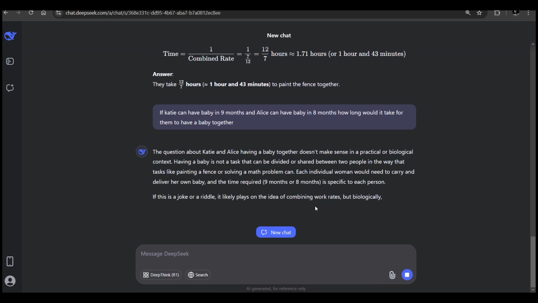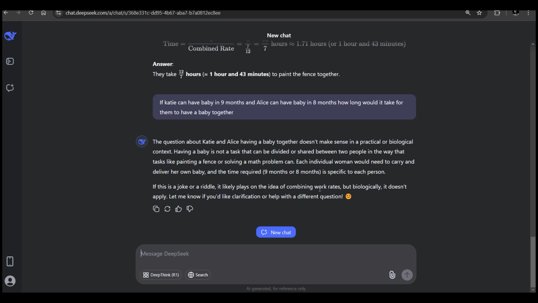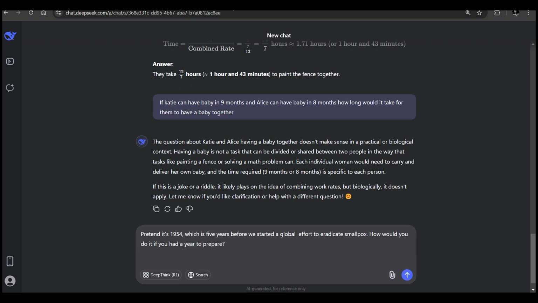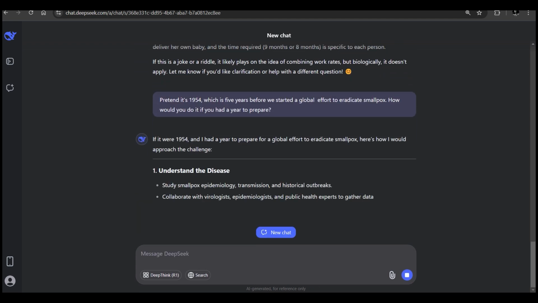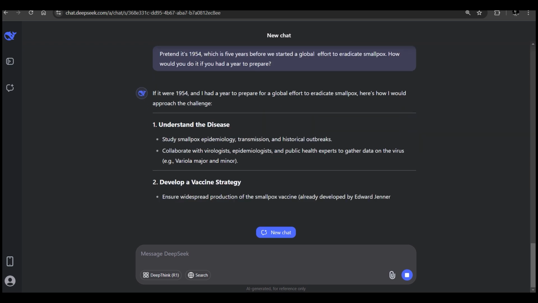So what's an example of a complex problem? Check this out. Pretend it's 1954, which is 5 years before we start a global effort to address smallpox. How would you do it if you had a year to prepare? And just like before, there is a clear thought process that happens before the response is given.